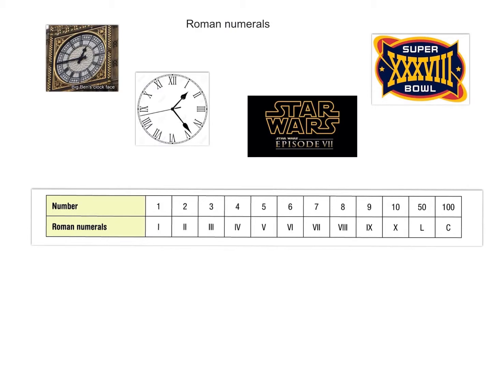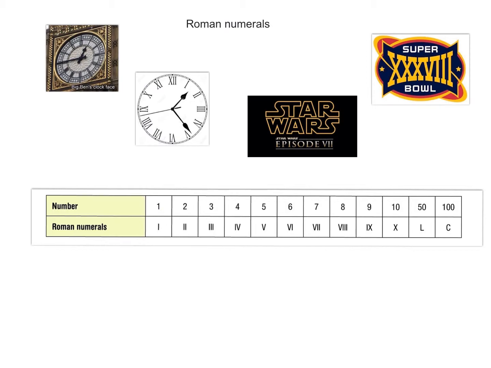In this lesson though, we're going to be looking specifically at Roman numerals, and we see those on things like clock faces, Big Ben there, watch faces, Star Wars. I won't tell you what that episode number is, you can figure that one out later, and also in America where they have the Super Bowl. So we have the Roman numerals down here.